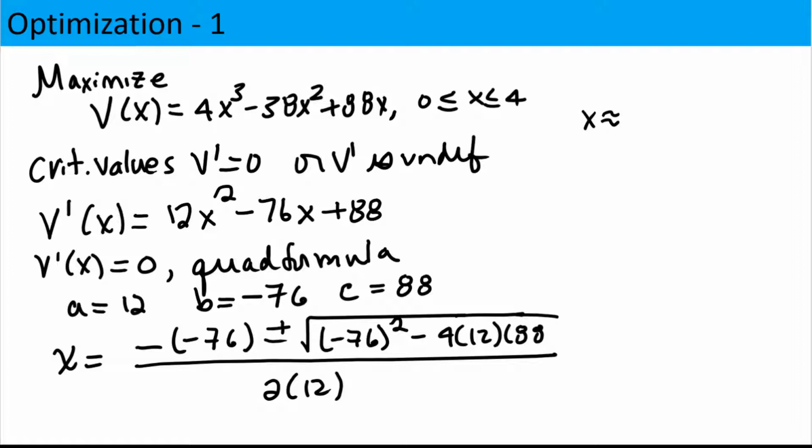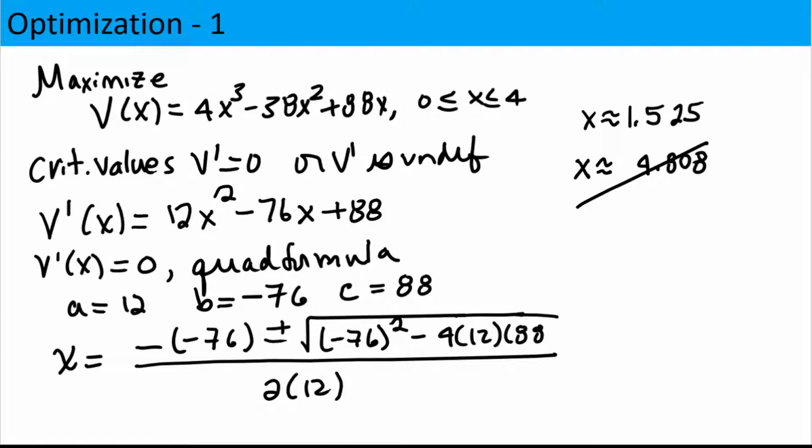We get that x is approximately 1.525, and x can also be approximately 4.808. Let's observe that 4.808 is not in our interval, so that one gets thrown out. Even so, we still have not demonstrated that the one remaining value will give us the maximum area or volume.